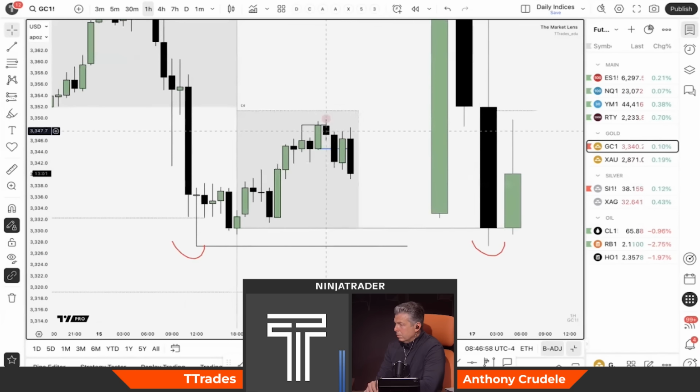So I'm anticipating with this move, I gotta move my Zoom thing out of here, see what time that is. I'm expecting that this 5 a.m. high should remain if we're gonna continue lower.